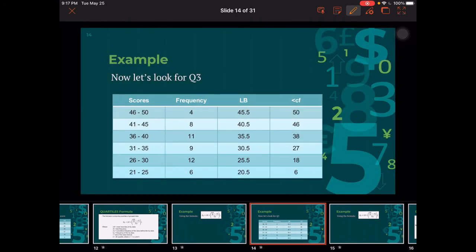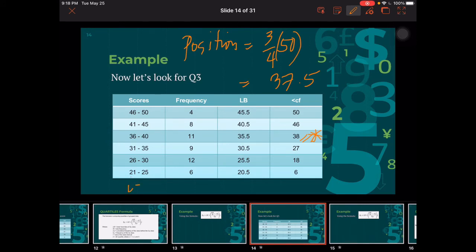Now, let's look for Q3. So, again, una nating hahanapin is the position ni Q3. Anong position ni Q3? It's 3/4 of 50. And 3/4 of 50 is 50 times 3 divided by 4, that's 37.5. Okay? So, nasaan kaya si 37.5? So, since it's very close to 38 and 38 is the limit for this class, ito yung class na hinahanap natin.